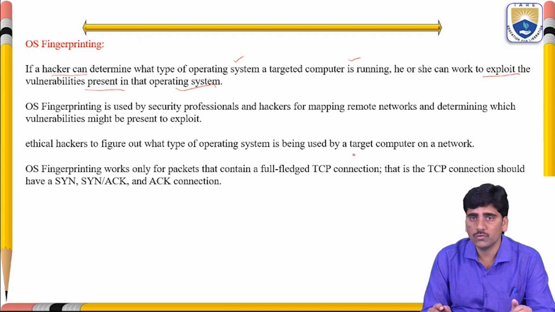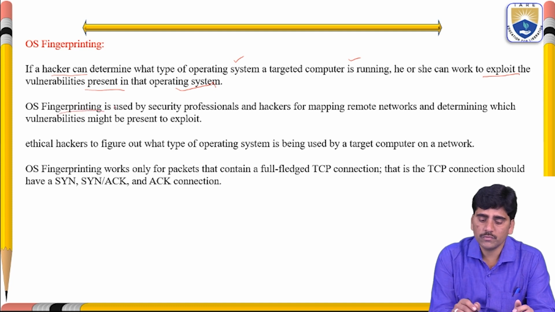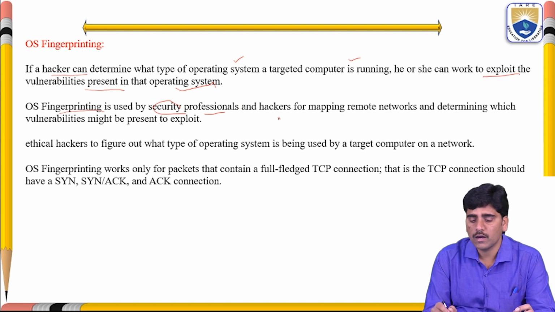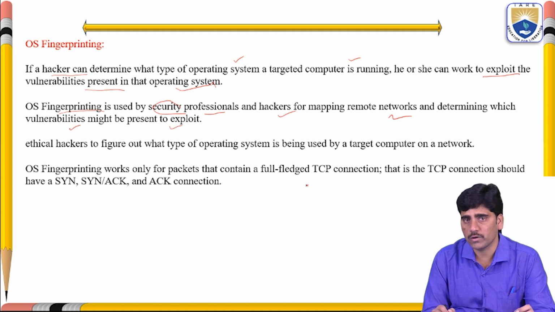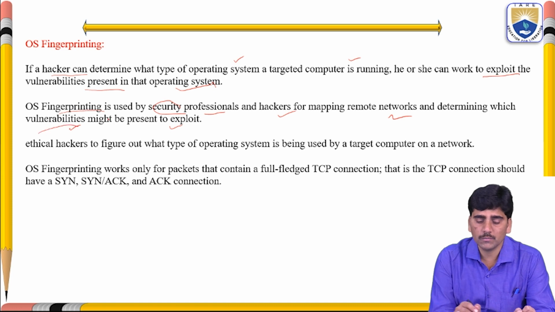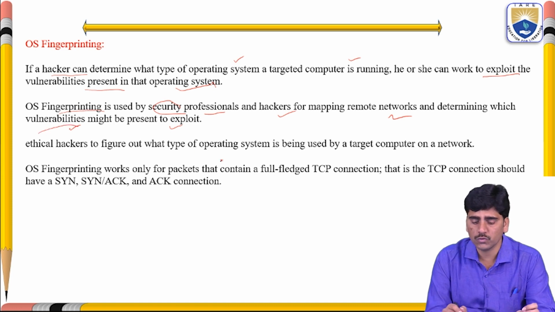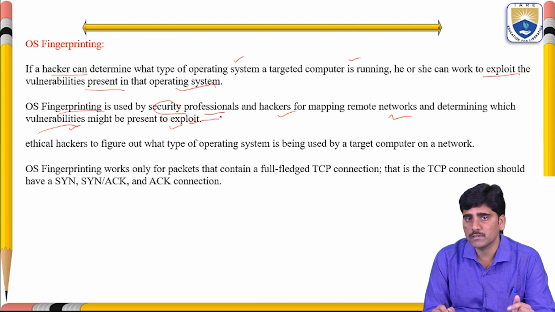Because to inject exploits or attacks onto the system, they have to know the operating system type. So OS fingerprinting is used by security professionals and hackers for mapping remote networks and determining which vulnerabilities might be present to exploit. Vulnerabilities are nothing but loopholes present for attacking the system.